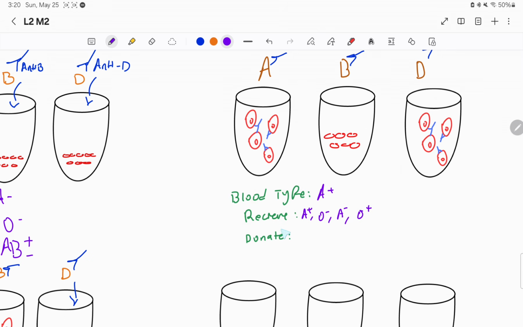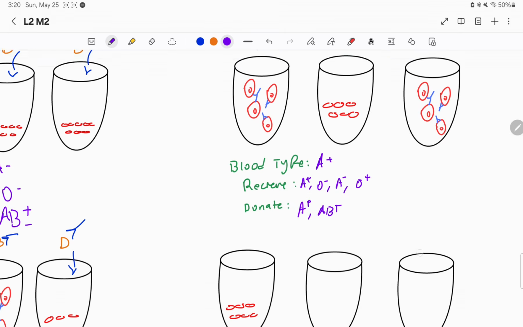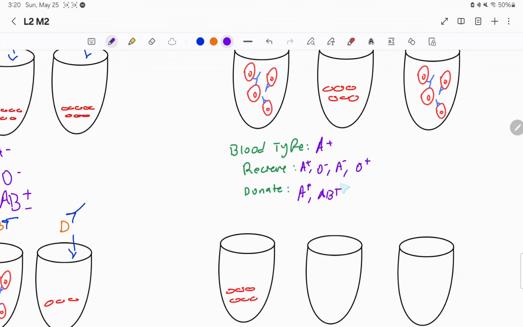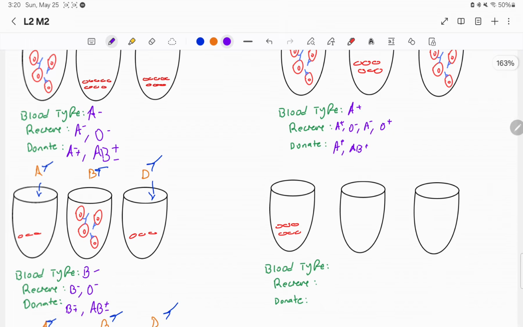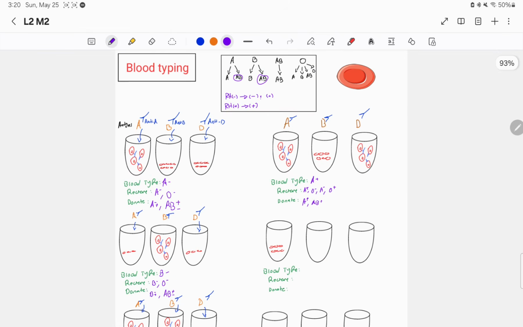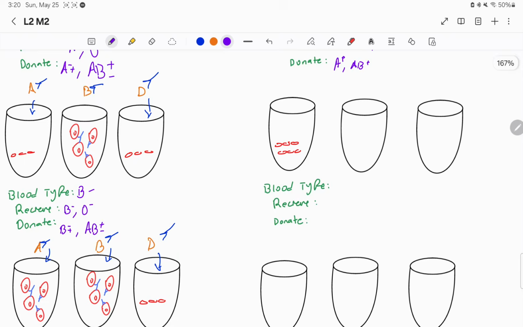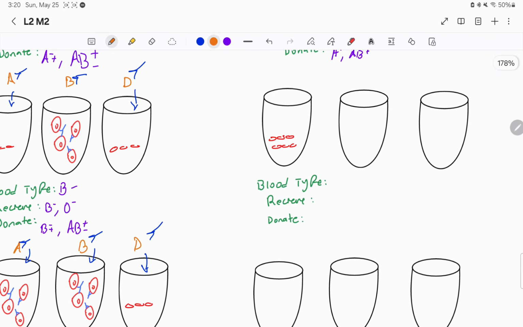Who can he donate to? He can only donate to A positive and AB positive, because positive can't donate to negative. Easy, easy. Okay. Now, I would suggest you take a screenshot of this so you can use it for your own sake. But again, A, B, D, antigen here, antibody here, antibody here.